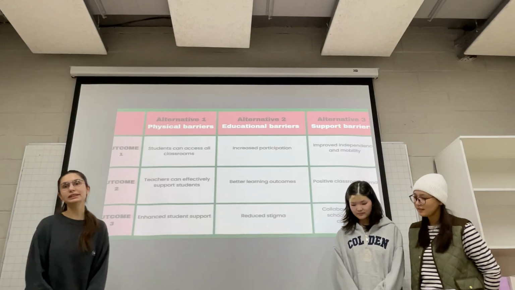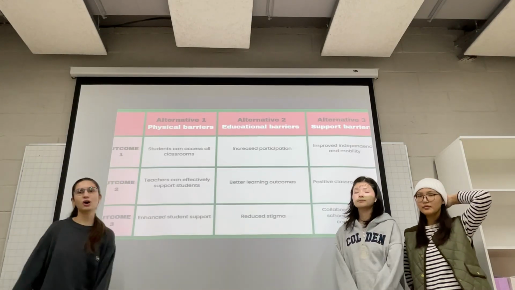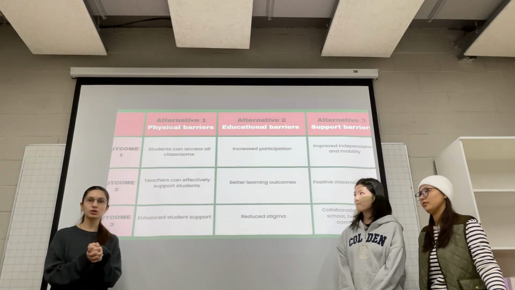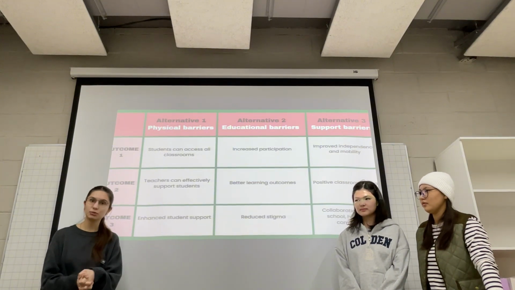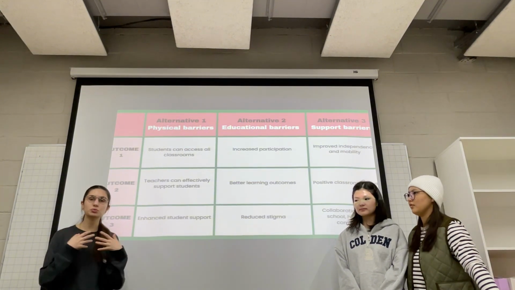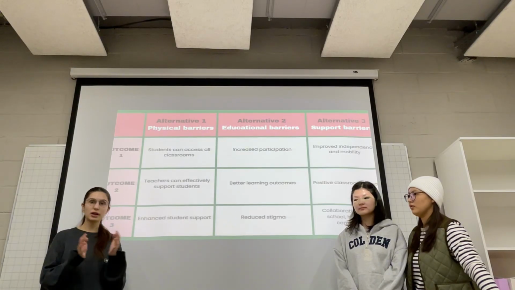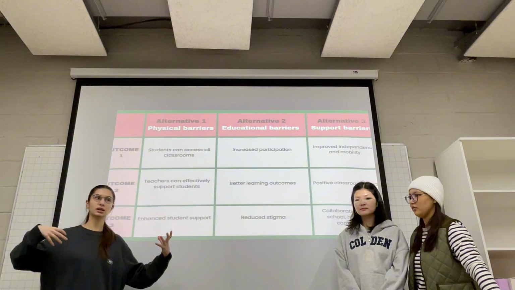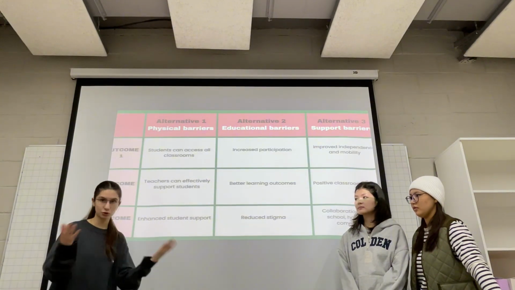Alternative first, physical barriers. The first outcome is that students can access all classrooms. After elevators, ramps, etc. are put in, students can independently and freely move around the school, and they don't have to worry about how to get to the upper classes. Students and parents also should not worry about how students will manage during school time. They can freely move around the school.